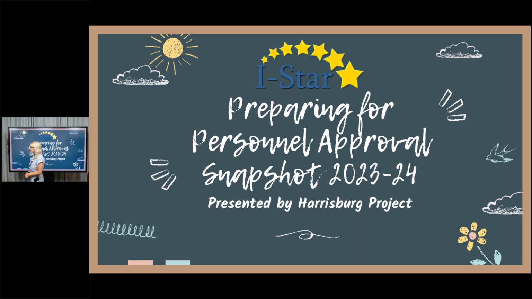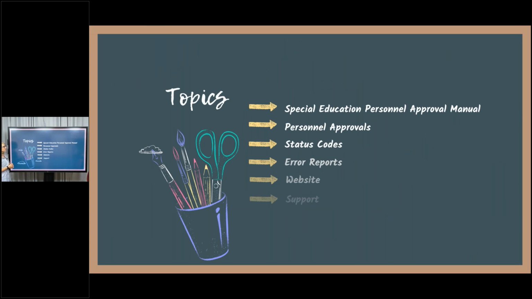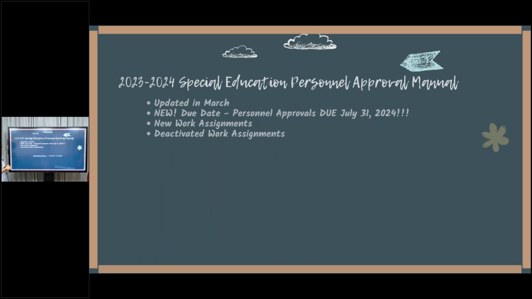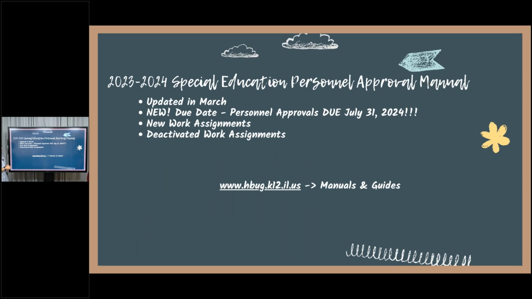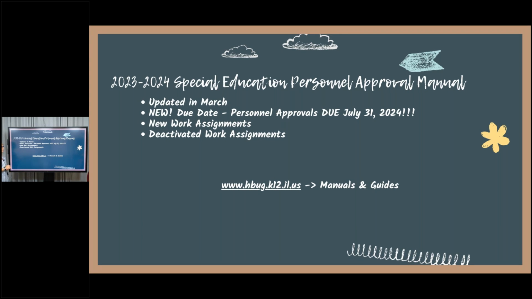So we will go ahead and get started. Today we're going to go over the personnel manual. We had some changes this year. We're still working through some of those changes, making adjustments as we go. We'll look at the personnel approvals. We'll talk about what status codes mean. We'll look at how to get to your error reports. Of course, a look at our website and then how you can get support when you need help on any of these topics.